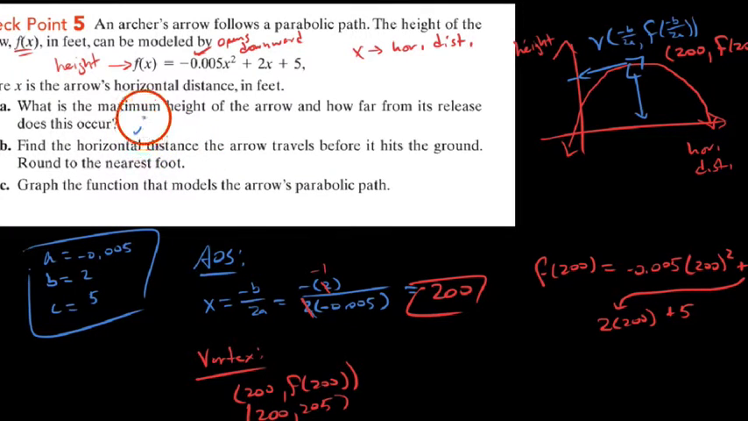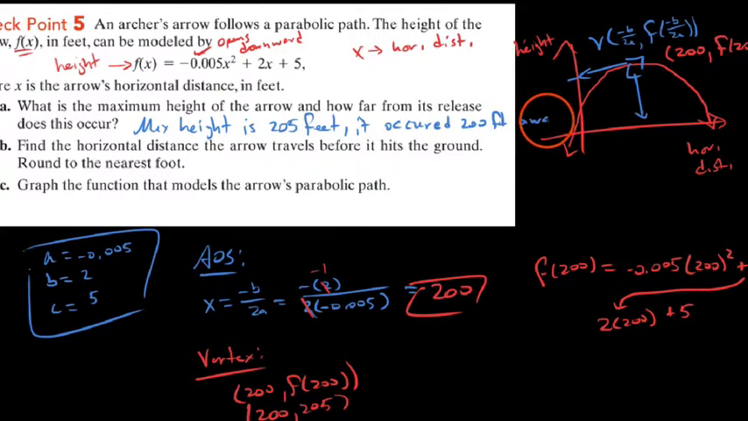Well, it does have a maximum height since it opens downward, but we say a max height is actually our y value at our vertex. We have 205, and we're going to label this in feet. I'm going to write here also, it occurred 200 feet away from the archer.